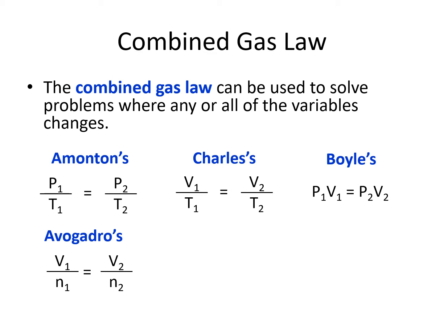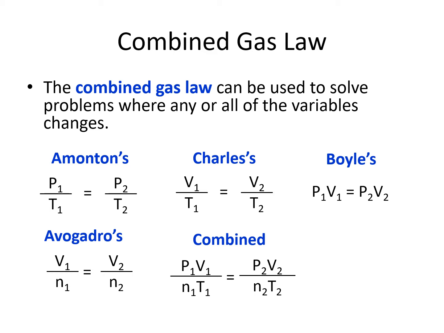As we combine them together, we're going to look at where each of these variables is, whether it's in the numerator or the denominator. In both Amonton's law and Boyle's law, pressure is in the numerator. So in the combined gas law, pressure is in the numerator. Volume is in the numerator of Charles's law, Boyle's law, and Avogadro's law. So volume is in the numerator of the combined gas law.